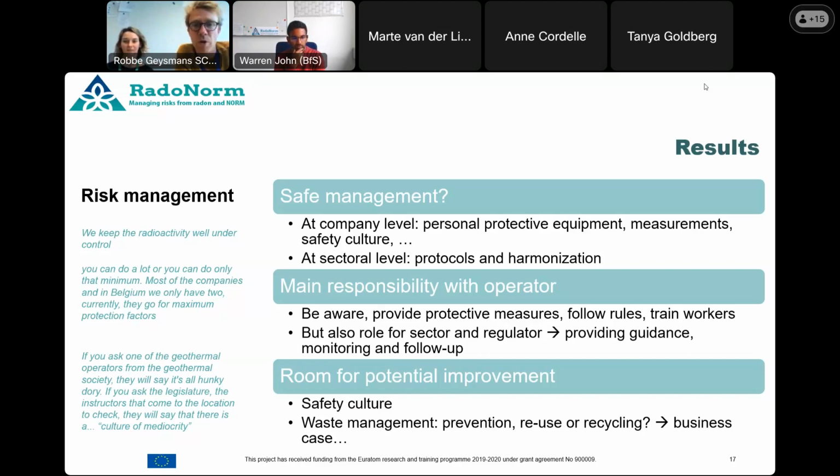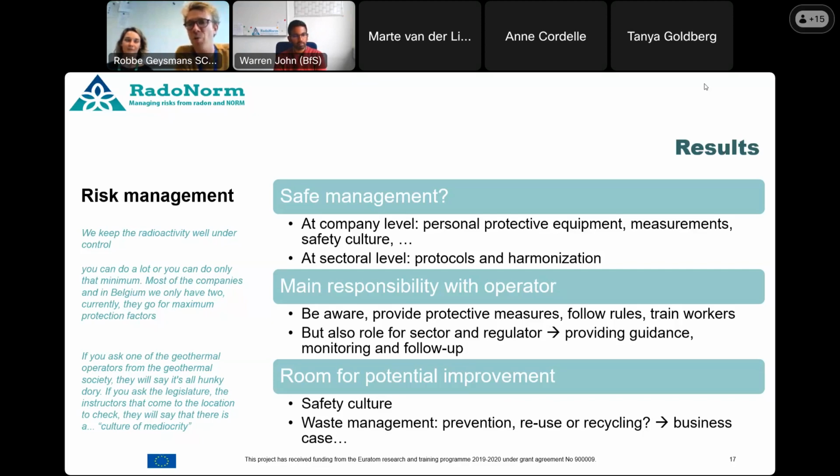However, there was also a shared responsibility recognized for the sector and the regulator more generally, in that they need to provide guidance, monitoring, and follow-up on how to manage this risk. Most interestingly, probably, there was also room for potential improvement recognized by our respondents. So in terms of safety culture, most of the respondents that we talked to who are actually working in geothermal plants stated that they considered their safety culture to be up to date and that they are doing all they can, and maybe probably even more than they should, in terms of managing this risk.